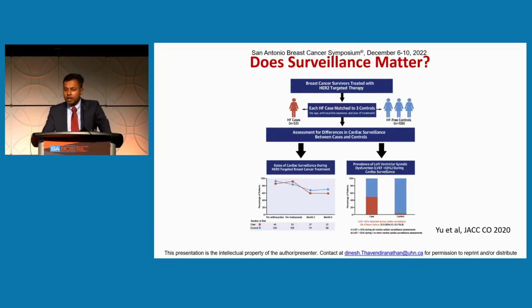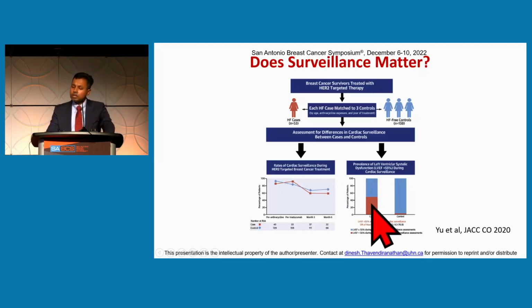This is again another nice study from the Memorial Sloan Kettering group that looked at patients who developed clinical full-blown heart failure. These were patients who were receiving HER2-targeted therapy. They matched these patients to those who did not develop heart failure, and their focus was on surveillance. So there are a bunch of points here. The first is surveillance at baseline is good, but when you follow patients over time, the surveillance drops off.